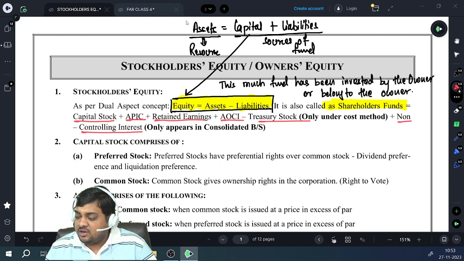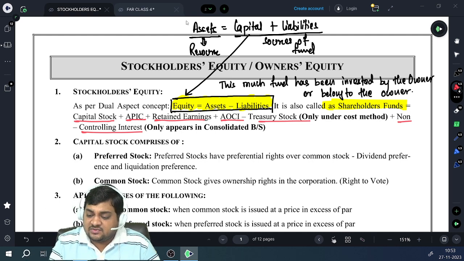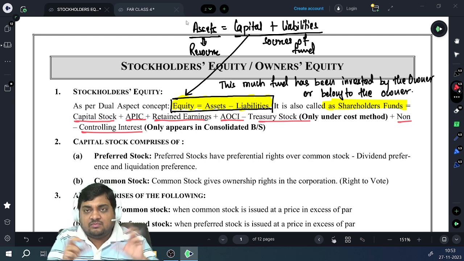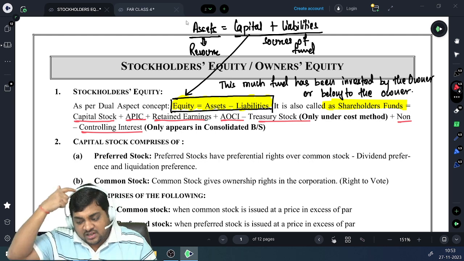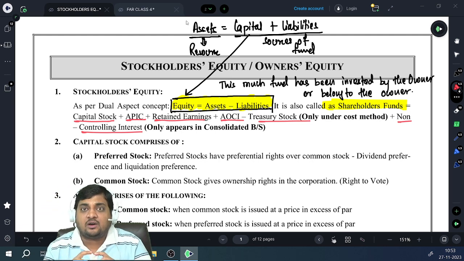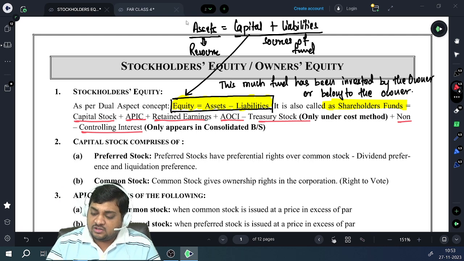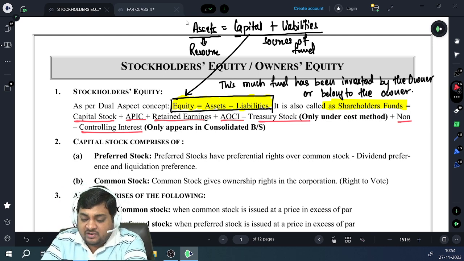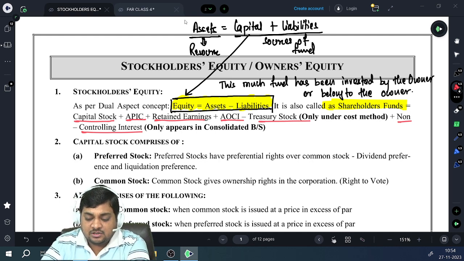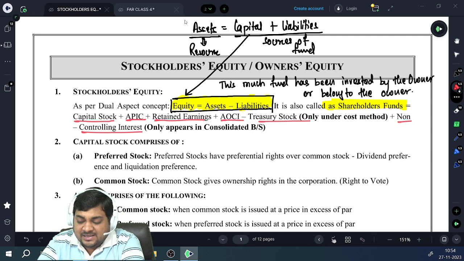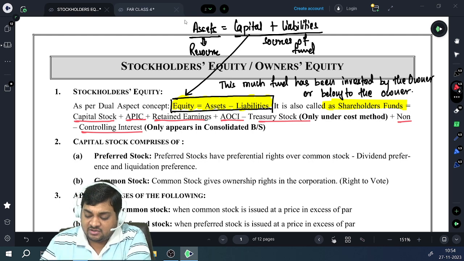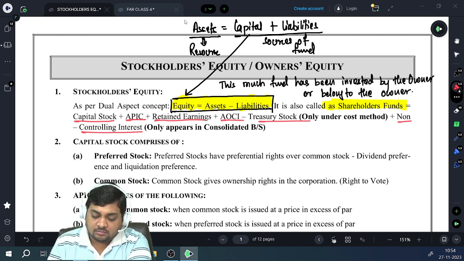So what is capital? If someone tells me what is capital, capital means the fund contributed by the owner, or after contribution the amount of profit also belongs to the owner. So this funds belongs to the owner or it has been invested by the owner. Any of these you can say. So first we will talk about first component of stockholders equity, that is the capital stock. So these are the components of stockholders equity or the shareholders fund, anything you can say. It's the capital stock plus additional paid in capital plus retained earnings plus accumulated other comprehensive income minus treasury stock plus non-controlling interest, right? So initially we will talk about the first component, that is the capital stock.